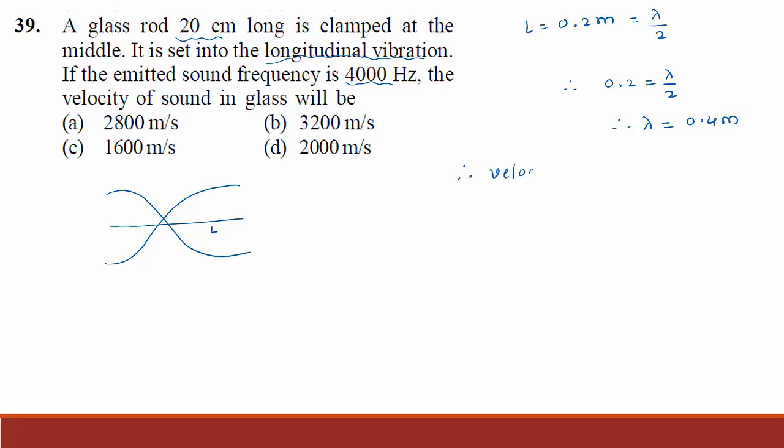Easily now we can find its velocity. So velocity of the sound is given by the equation, that is v equal to f lambda. Therefore, we can write their values. Here, frequency of the sound emitted is given 4000 Hz. Lambda we got 0.4. So the final answer is 1600 meter per second. This is the velocity of sound. So option C is right.